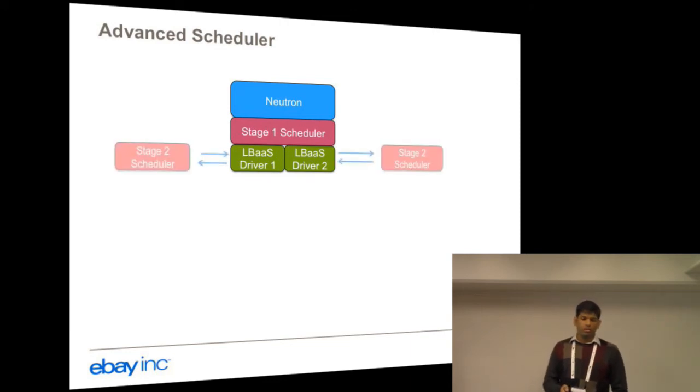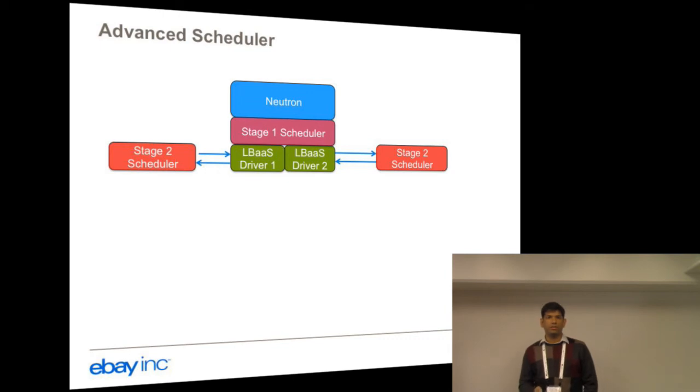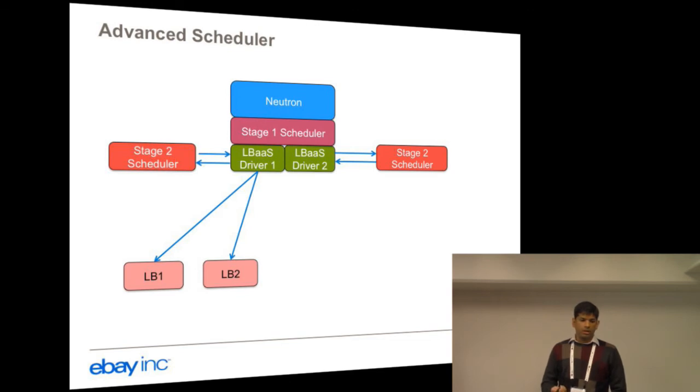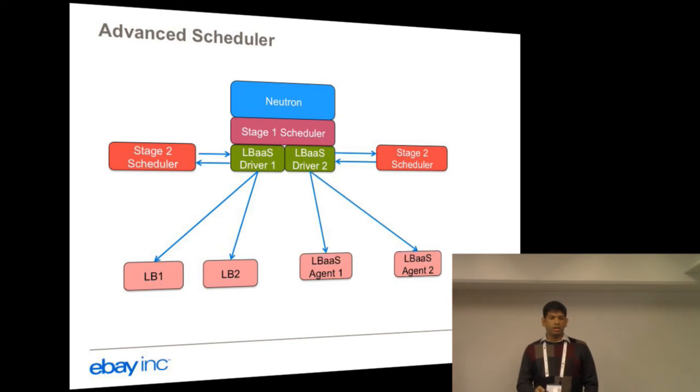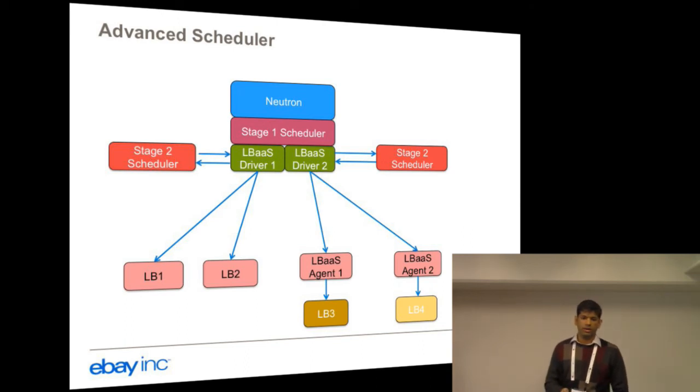Once the LBaaS driver gets the request, it has its own vendor-specific scheduler, where it gets various metrics from the LBs. It knows, for example, that I have 10 LBs and 5 are overloaded, so it will provision the new request on the other 5 LBs. The LBaaS driver can talk directly to the LB, depending on what driver we are using, or it can talk to LBaaS agents, which in turn talk to the load balancers. So this is what our advanced scheduling logic looks like.